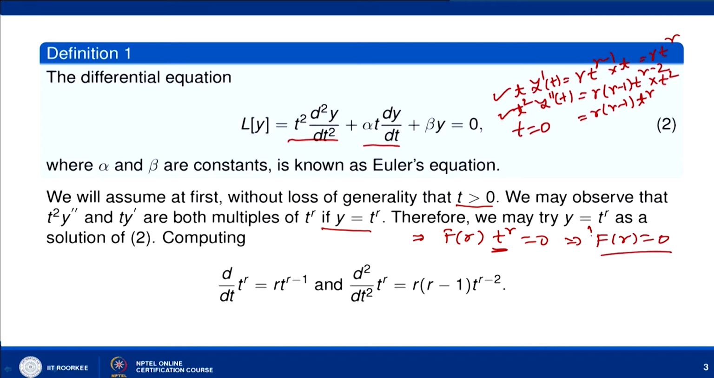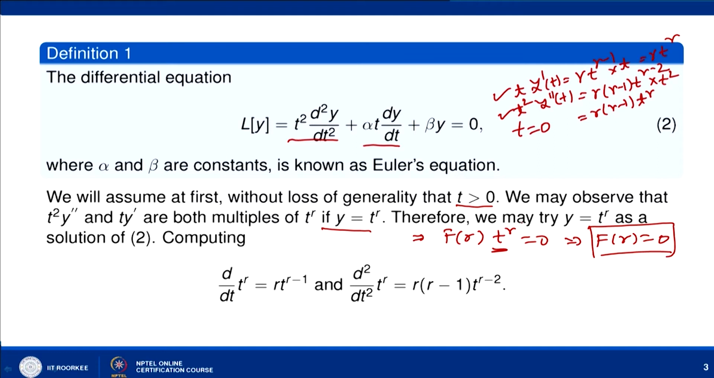So, this is the summary of this method. We want to find the values of r for which t^r is a solution of this particular equation, which is known as Euler's equation.